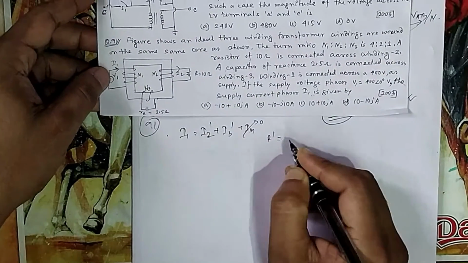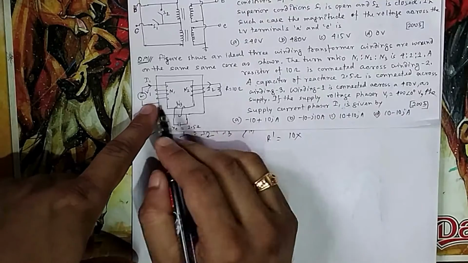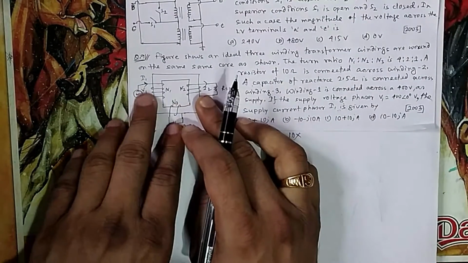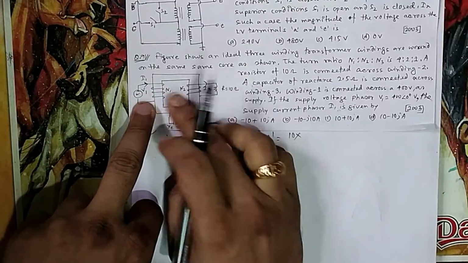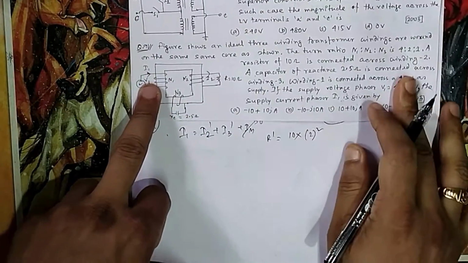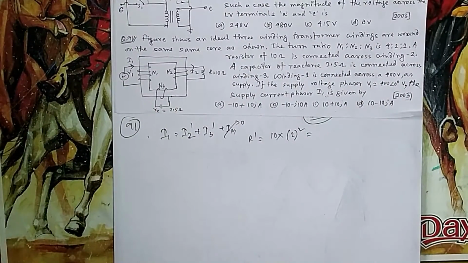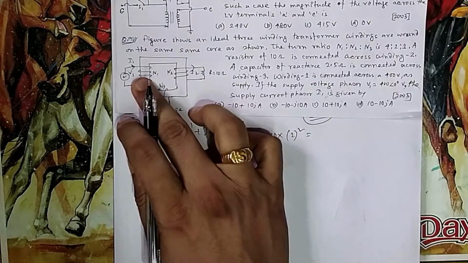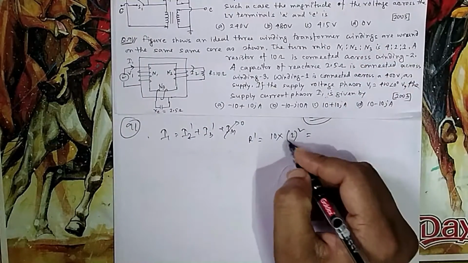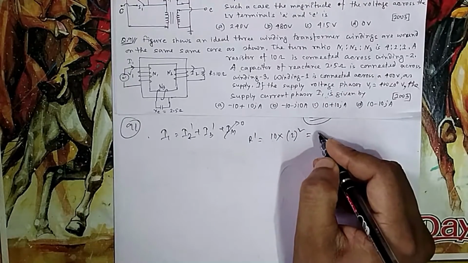Your R dash will be equal to, if you refer this one, 10 into, it is always K square. You always think whether you are going to the higher side or the lower side. If you are going to the higher side, then it should increase. It is 4:2, so it is going to the higher side, so it should increase, that is 2 square. I always remember this one, otherwise you will get confused. Whether you multiply by 2 square or divide by 2 square, if you are going to the higher side, it should increase. From 10 it should increase, so you multiply by 2 square, so it is 40.